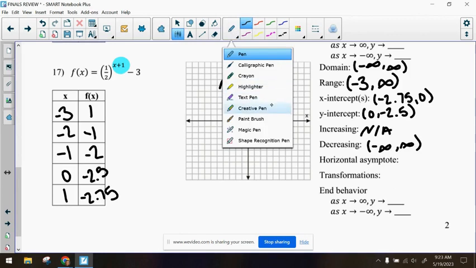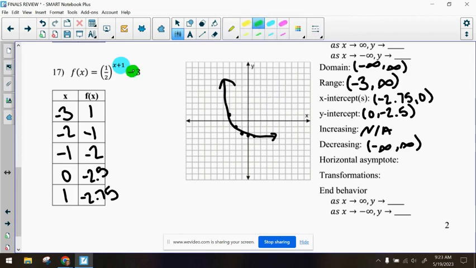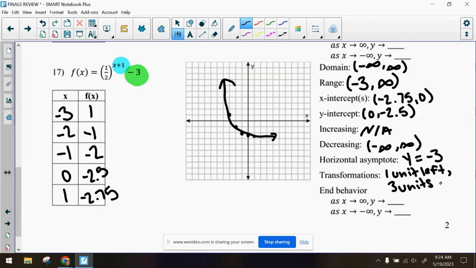Our horizontal asymptote, we can see that this function approaches -3, and that's in the function as well. So whatever that vertical translation is, that's your horizontal asymptote. They always start with y equals, then -3. This function has 2 transformations applied to it. We have a horizontal translation that moves my function not 5, but 1 unit left. And then this -3 is a vertical translation, 3 units down.